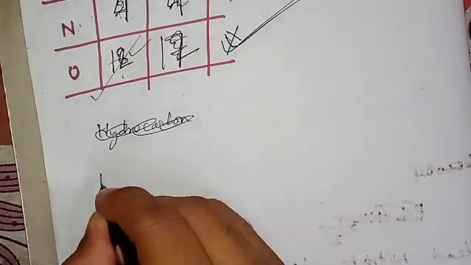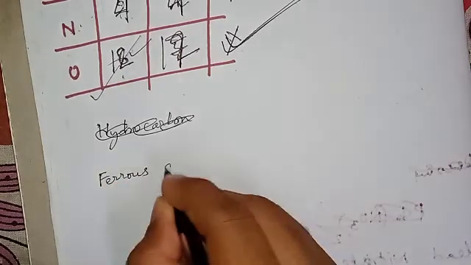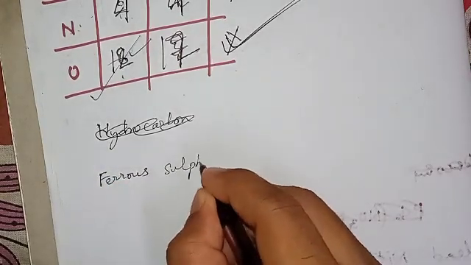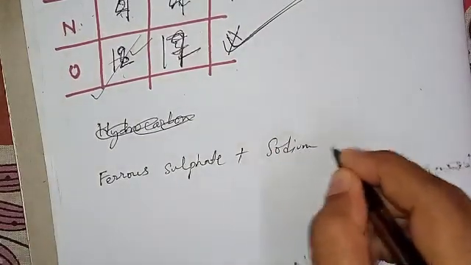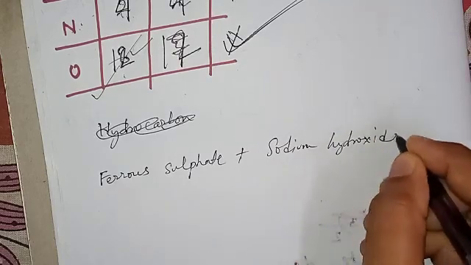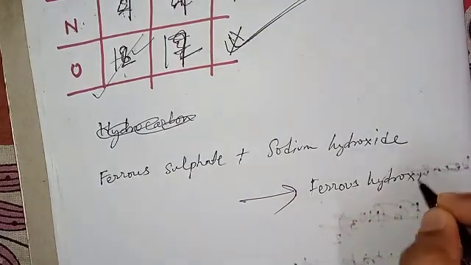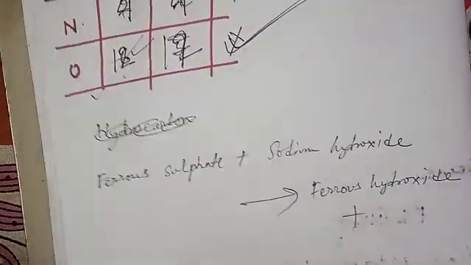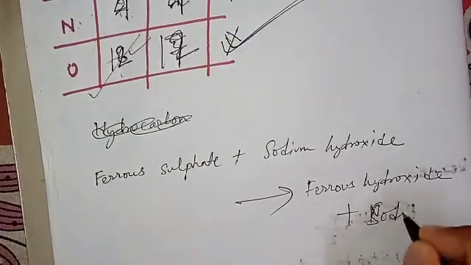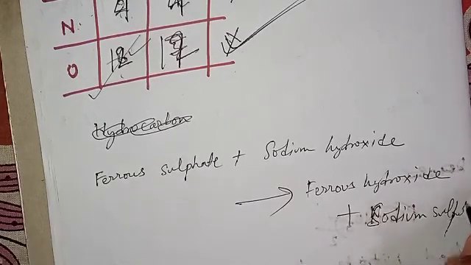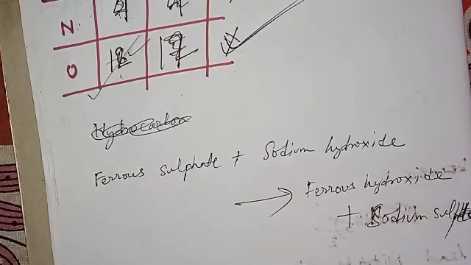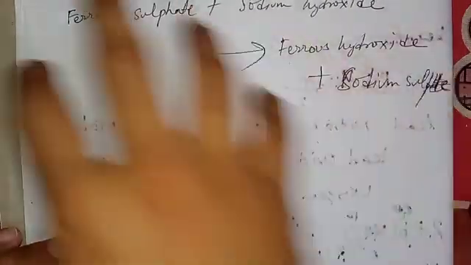Let us take this one. Yes, ferrous sulfate or iron 2 sulfate plus sodium hydroxide will give us ferrous hydroxide plus sodium sulfate. So this equation is from the acid base salt chapter. Okay, so this is the basic structure of the reaction.